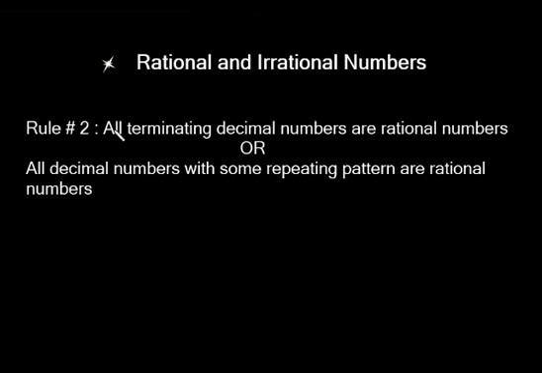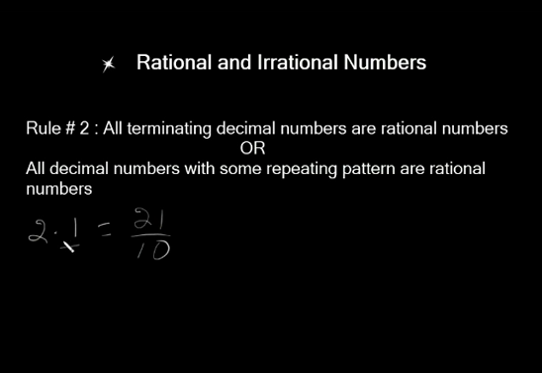Now rule number 2 says all terminating decimal numbers are rational numbers. What it means, let's suppose I take a decimal number 2.1. Now it's terminating because it is ending, it has some limit, it's not going on and on. It is ending at 1. It means that it can be written in a over b. What does that mean? It means that it can be written as 21 over 10.